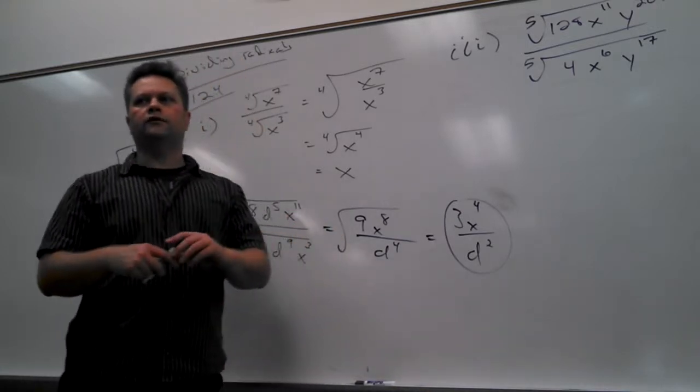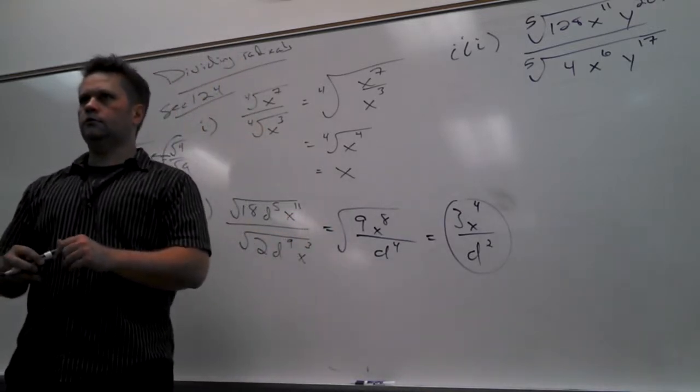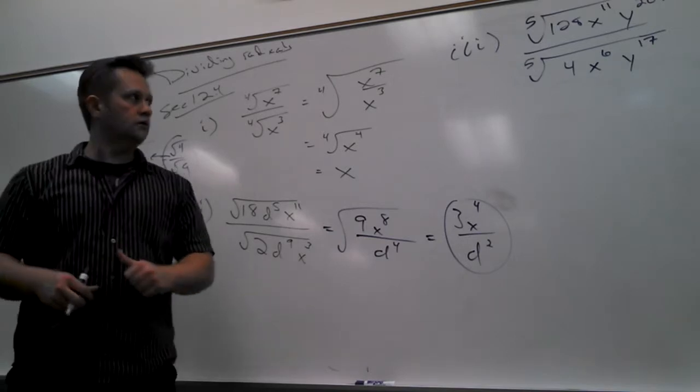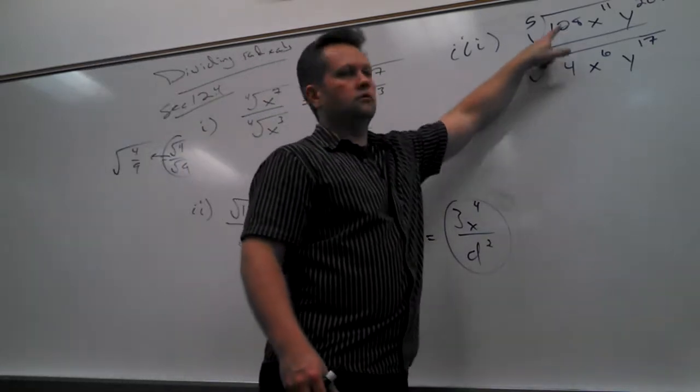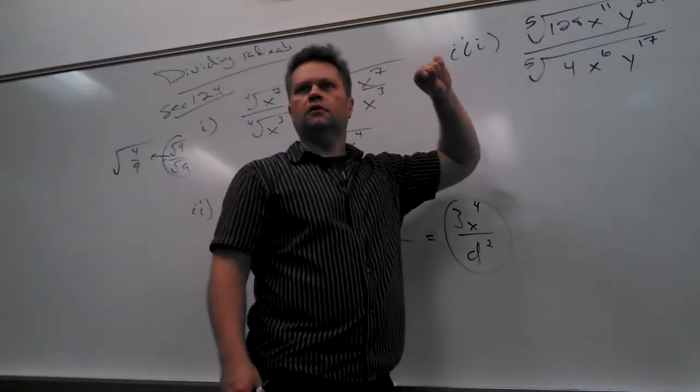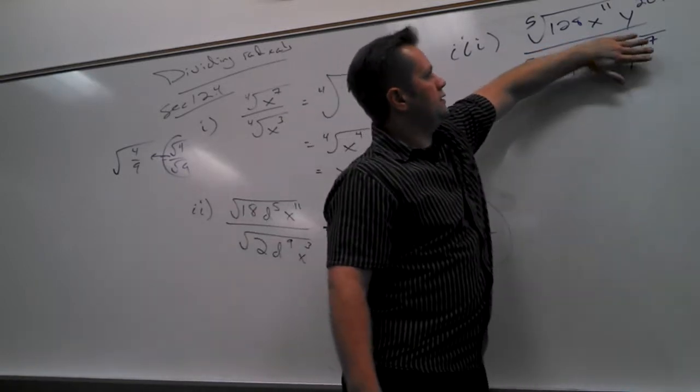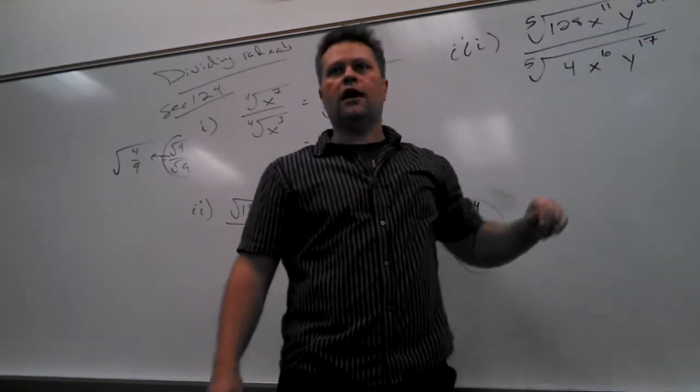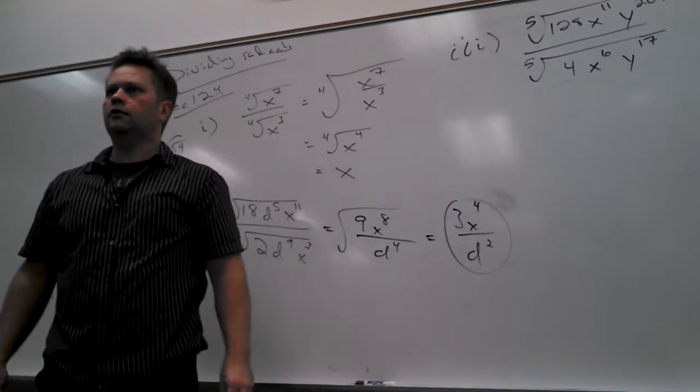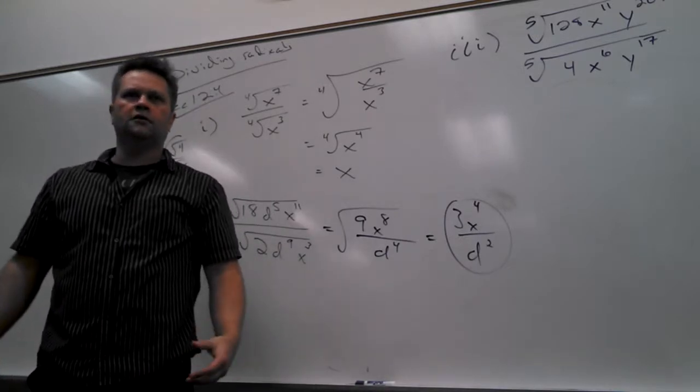But come on now, 128 divided by 4, easy. 32. What are you guys doing? If you're doing this and trying to do that, that's disgusting. Why would you do that?